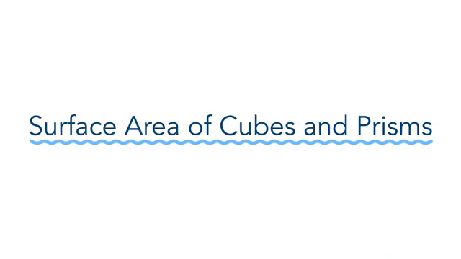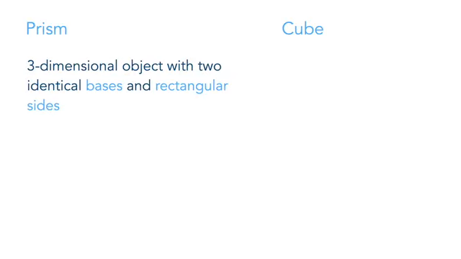This video will explore how to find the surface area of cubes and prisms. First, let's go over the definitions of prisms and cubes. A prism is a three-dimensional object with two identical bases and rectangular sides connecting the bases. The bases and sides are the faces of the prism.